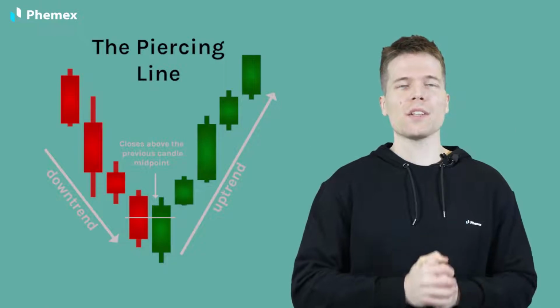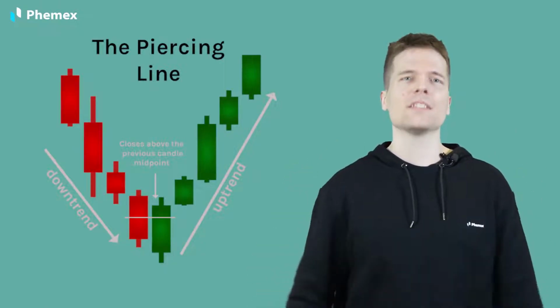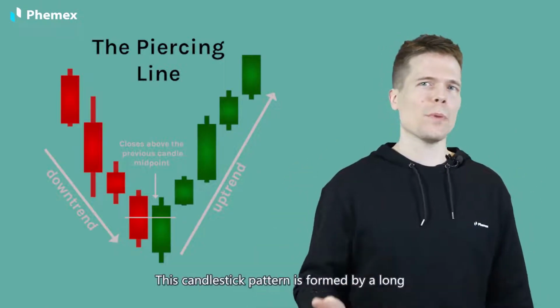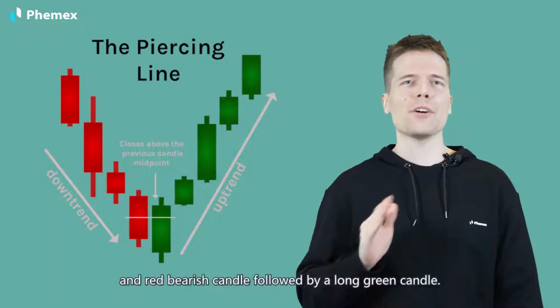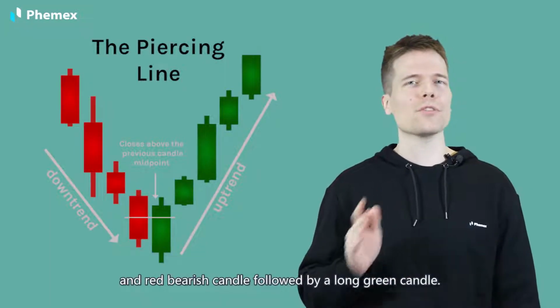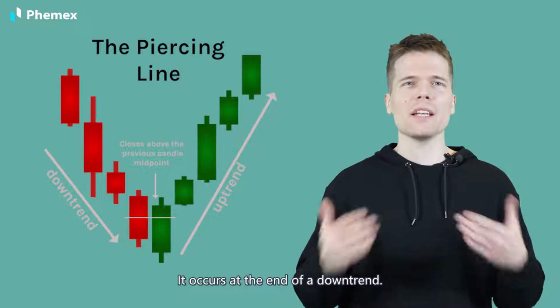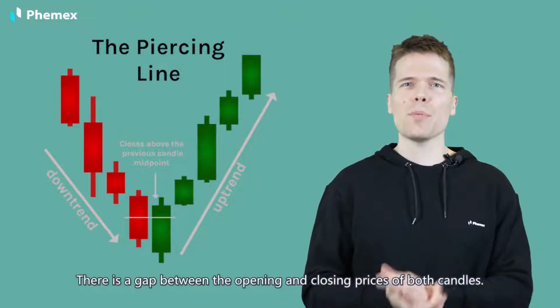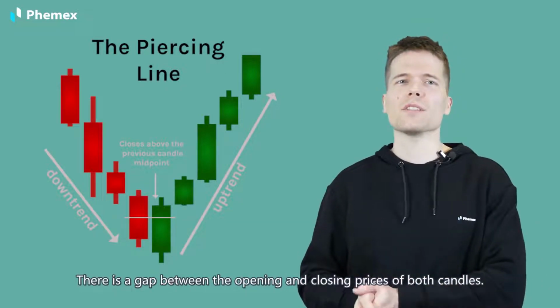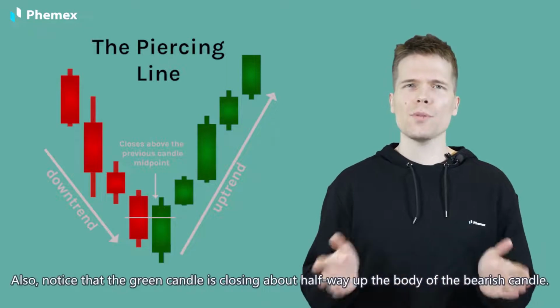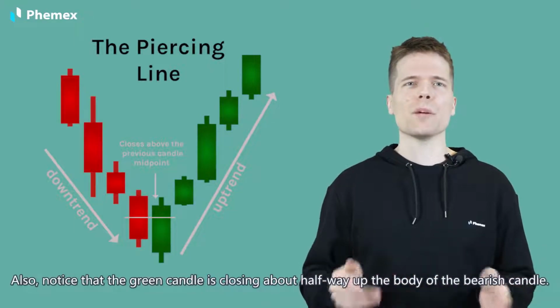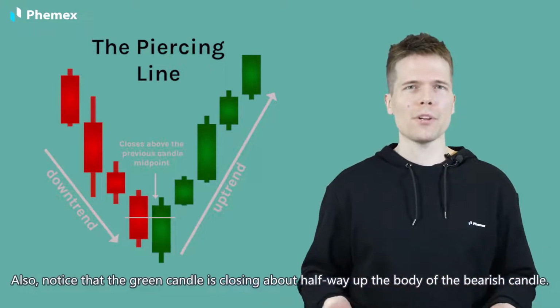Let's look at the next, the piercing line. This candlestick pattern is formed by a long and red bearish candle followed by a long green candle. It occurs at the end of a downtrend. There is a gap between the opening and closing prices of both candles. Also, notice that the green candle is closing about halfway up the body of the bearish candle.